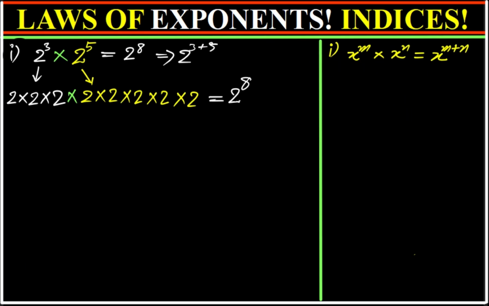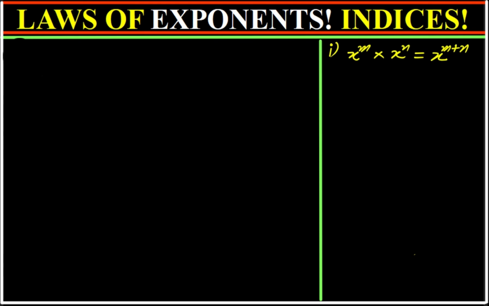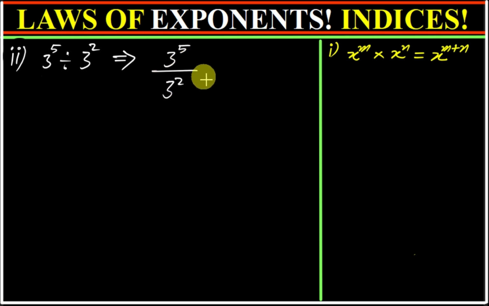Now let's see the second law of exponents. The second law of exponents is about what happens if the two exponents are in division. For example, suppose I take 3 raised to the power 5 divided by 3 raised to the power 2. So what will I get? We can write this in the form of a fraction, like 3 raised to the power 5 divided by 3 raised to the power 2.